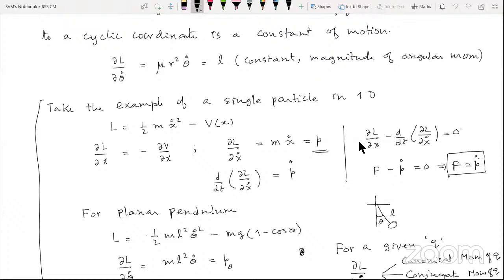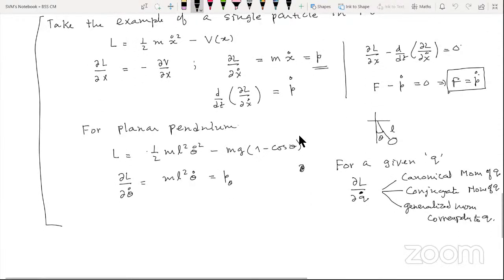Maybe I will try to show you this. This is what is called Noether's theorem. You can construct a conserved quantity from the invariance property. So invariance does not necessarily mean cyclic. Cyclic means invariance, but the converse is not true. Cyclic is invariance, but invariance need not always be cyclic.